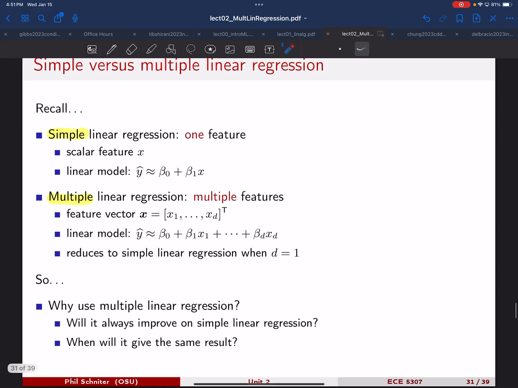So what do you guys think? Is multiple linear regression always going to be better than simple linear regression? How many people think multiple linear regression will always be better or at least as good as simple linear regression? Okay. And how many people think sometimes simple linear regression could be better than multiple? Okay. So both of you are right, because I did not really say exactly what I meant by a good prediction.